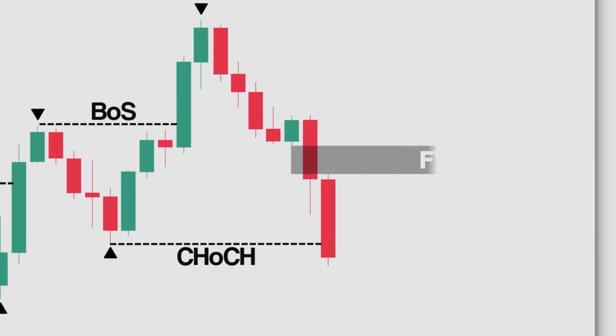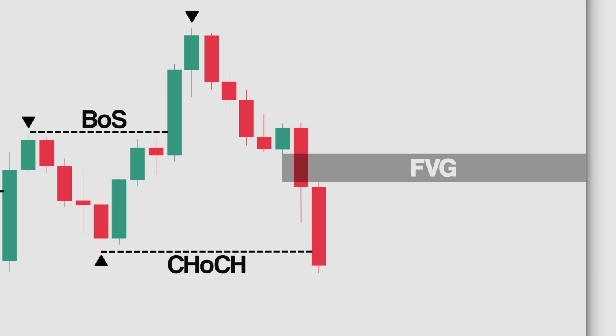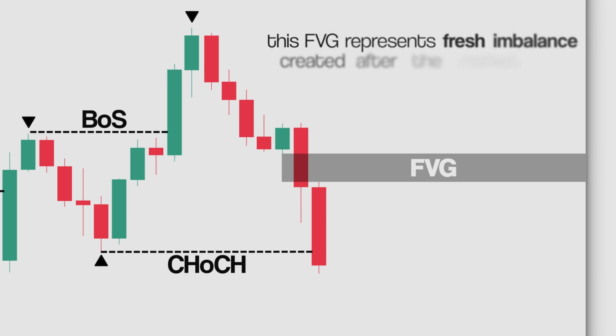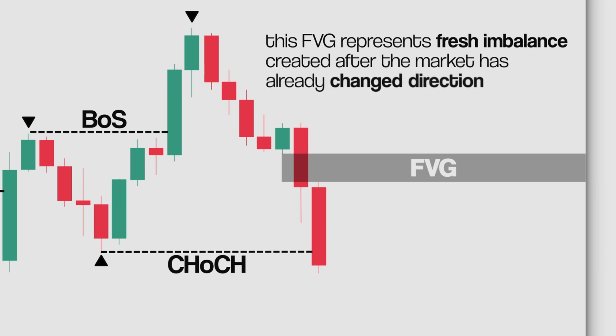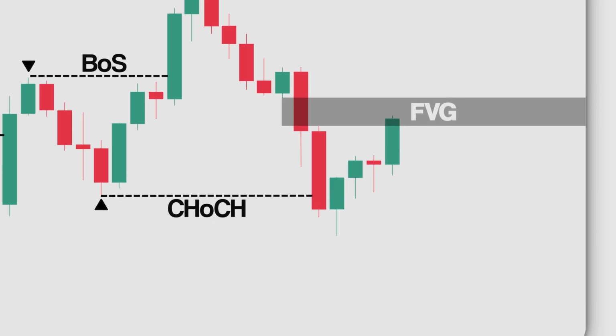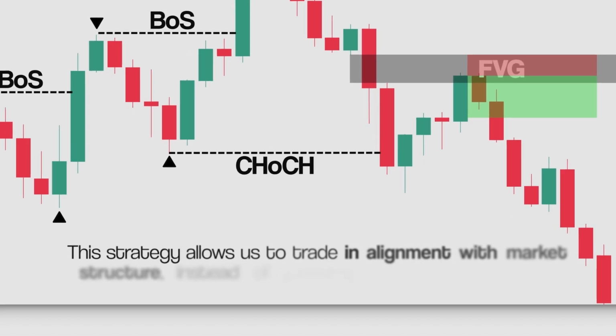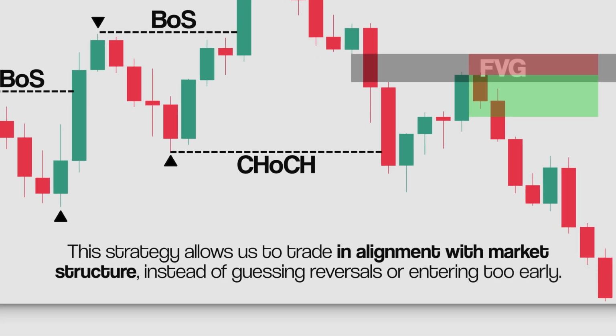Now we look for a bearish fair value gap that forms during the last impulsive move to the downside. This fair value gap represents fresh imbalance created after the market has already changed direction. Once price retraces back into this fair value gap, we open a short position. The stop loss is placed at the upper boundary of the fair value gap, and the take profit is set at twice the stop loss distance. This strategy allows us to trade in alignment with market structure instead of guessing reversals or entering too early.